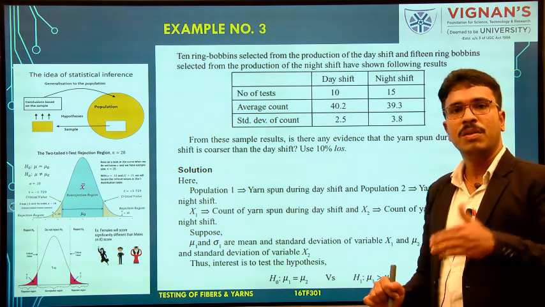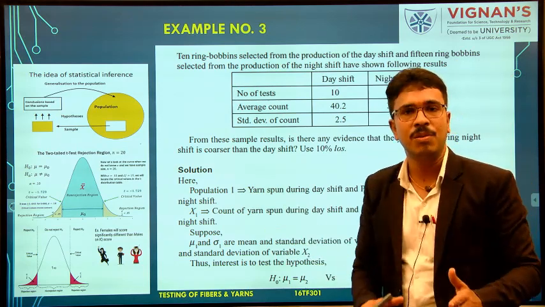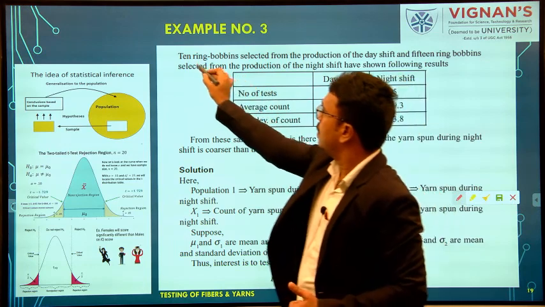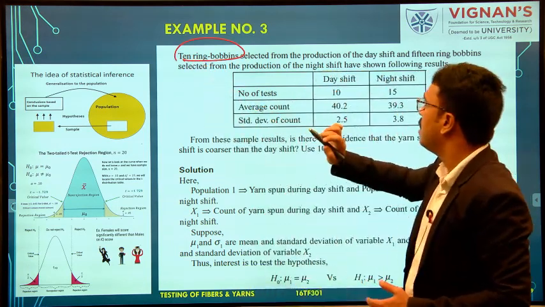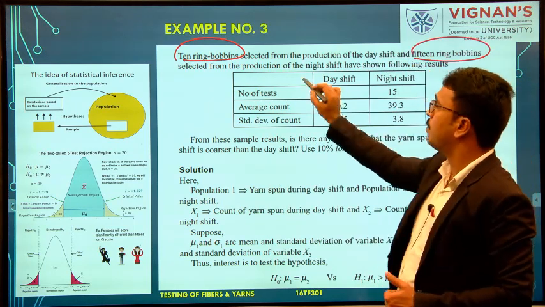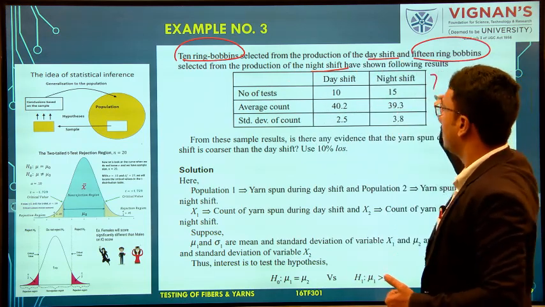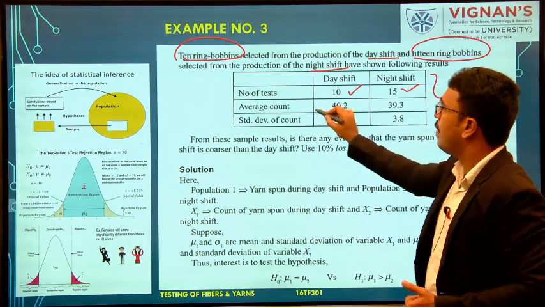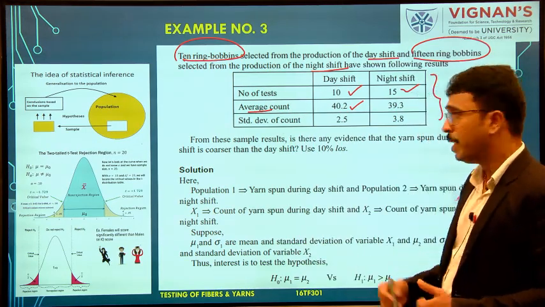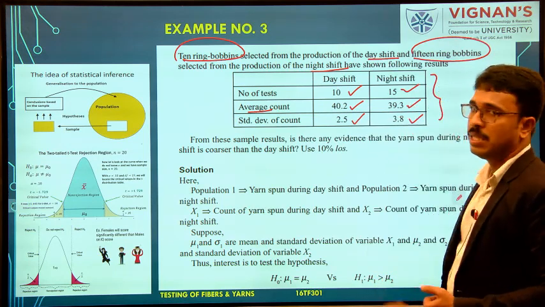Okay, so now if you compare the previous examples with this example, it is very, very easy for you to understand the entire t-test concept. Now you see, 10 ring bobbins selected from the production of day shift, and 15 ring bobbins selected from the production of night shift. From day shift 10 and night shift 15, and these are the results. The average count is 40. Since average is mentioned, we can say that it is the mean only. And here it is 39. The standard deviation is 2.5, and here it is 3.8.